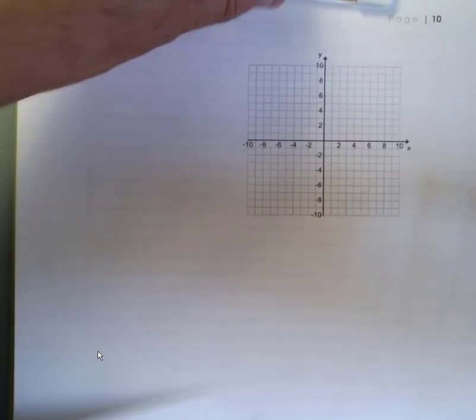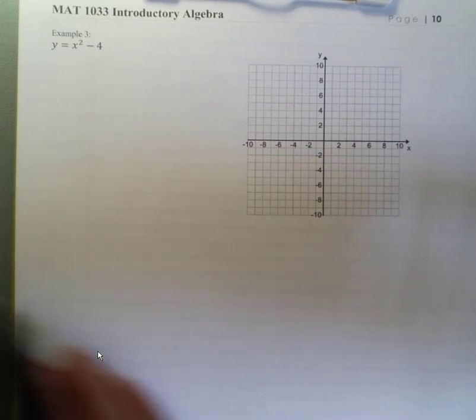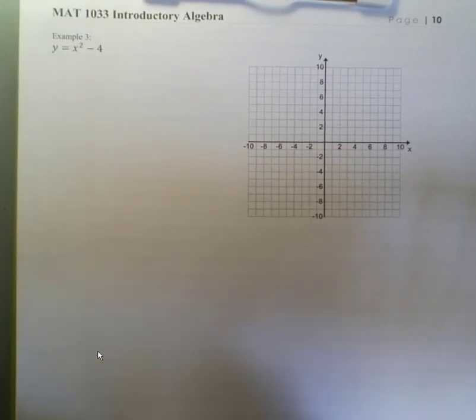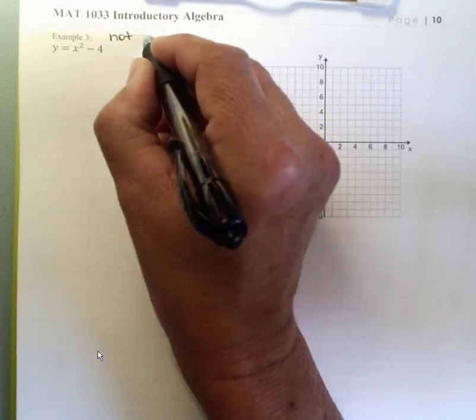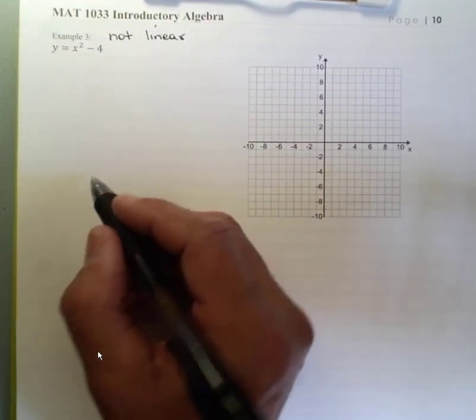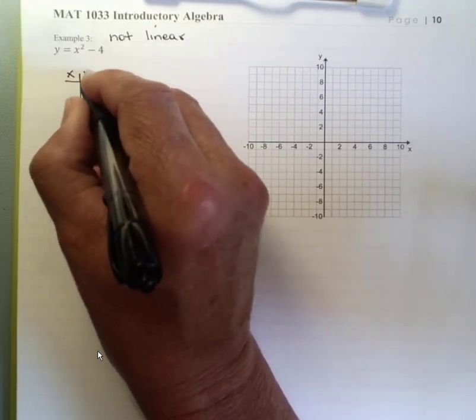I think I've got one more page for you, one more example that we're going to go over. And this one is going to take us through another example of something that has, this time, an x squared. It has x squared. I know it is not linear. So what is it? Well, we'll look at it this way. We'll do some point plotting for this one.